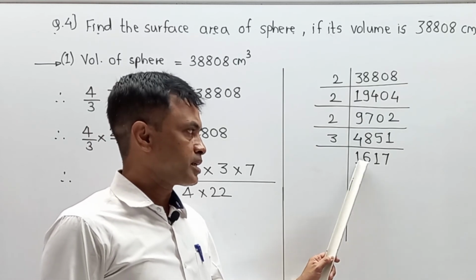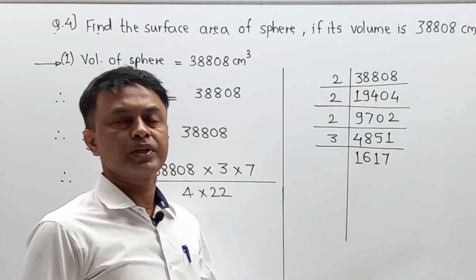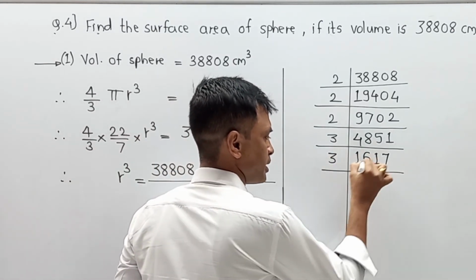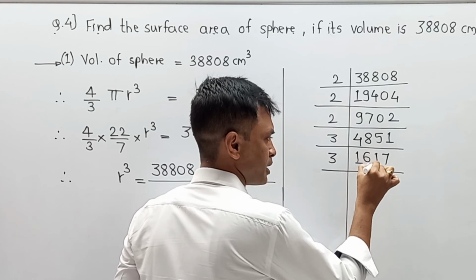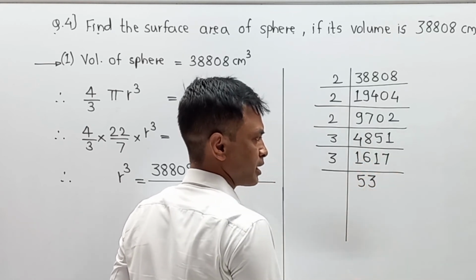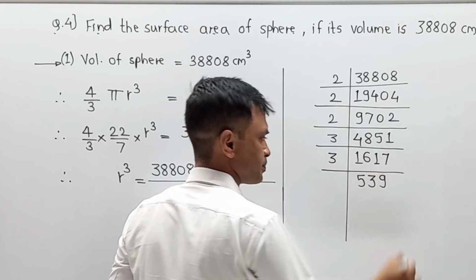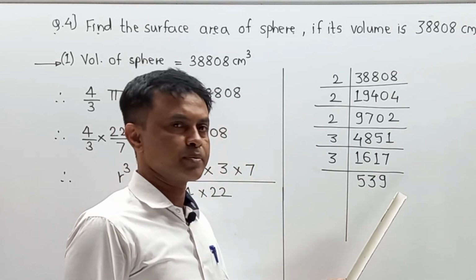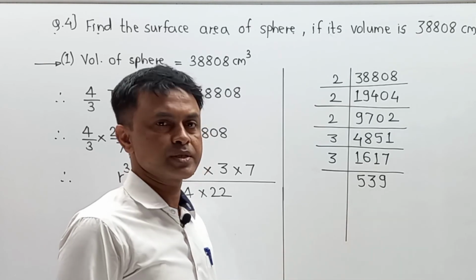Again, 7 plus 7 is 14, plus 1 is 15, means this number is again divisible by 3. So dividing it by 3: 3 5s are 15, carry 1, 3 3s are 9, carry 2, 3 9s are 27. Again 5 plus 3 is 8, 8 plus 8 is 16, plus 1 is 17. Now this number is not divisible by 3.